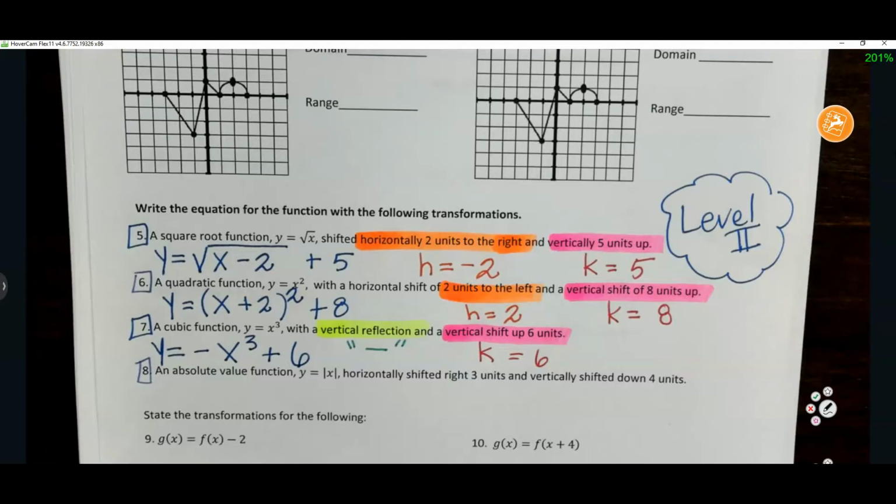Please knock out 8 real quick. Go ahead and do 8 super fast. See if you can do it.